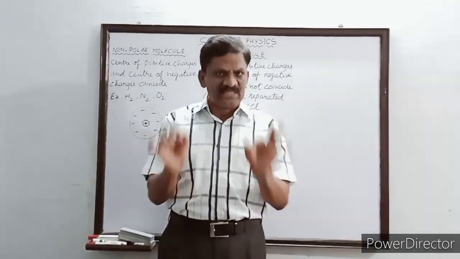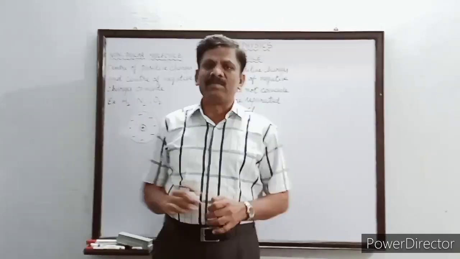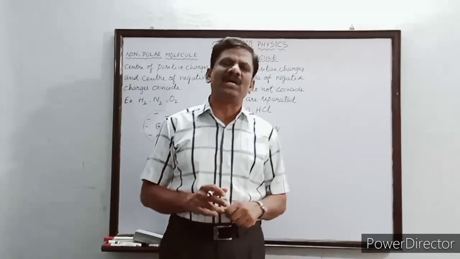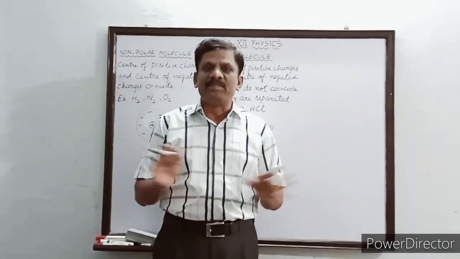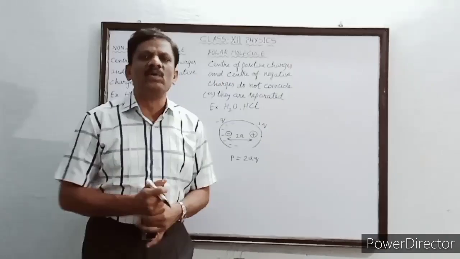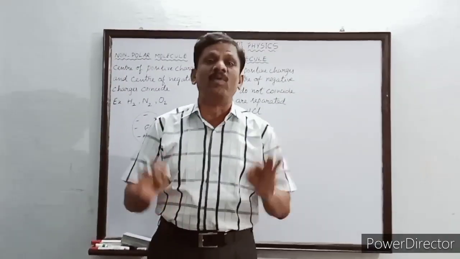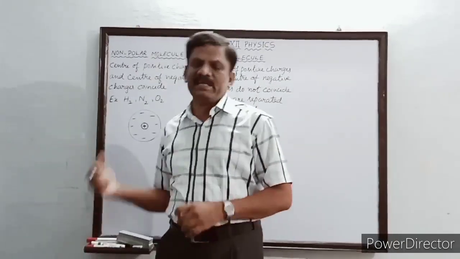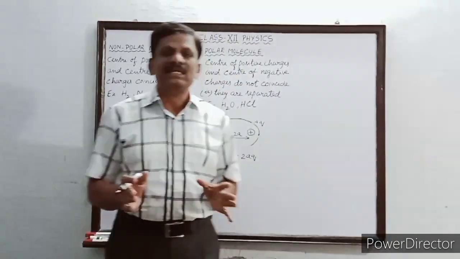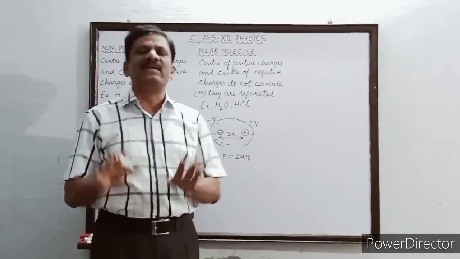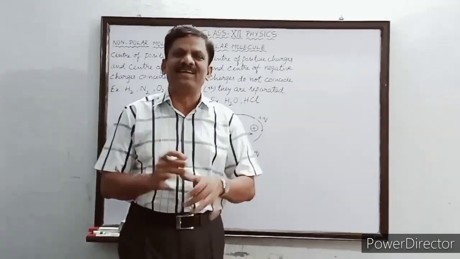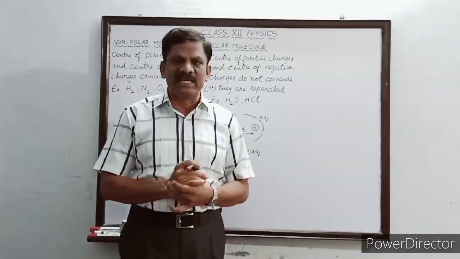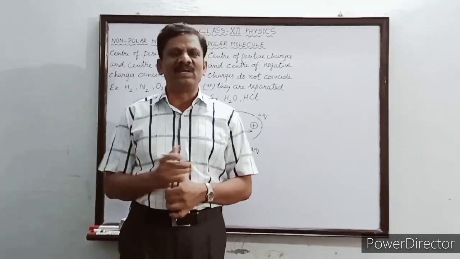So in a nutshell, I will tell you once again. A non-polar molecule is one in which the center of the positive charge and the center of the negative charge will coincide. They are not separated. As a result, such molecules do not possess an electric dipole moment. That is very important. And the shape of such a molecule will be spherical. Why? Because the distribution of the positive and negative charges will be symmetrical. Understand? There is a symmetrical distribution of the positive and negative charges in a non-polar molecule.